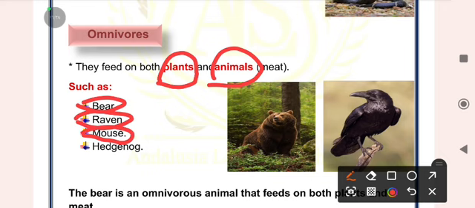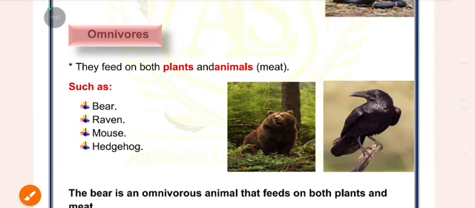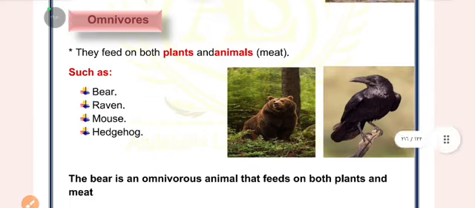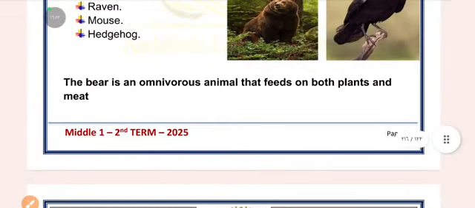mouse, hedgehog, bear, raven, mouse, hedgehog. Okay? The bear is an omnivorous animal that feeds on both plant and meat. They eat plant and meat, okay?